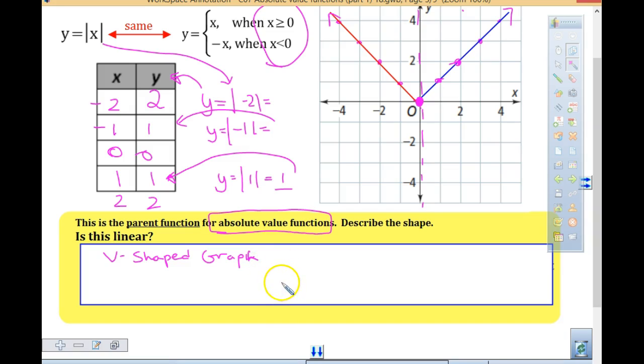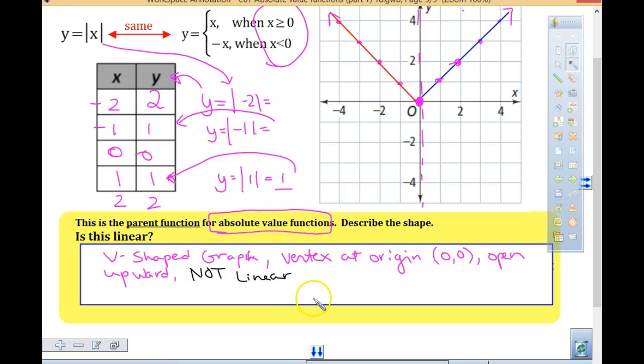And the other thing that we are going to look at is that our vertex is at the origin. And the origin is located at 0, 0, right? Other key features, it opens upwards, because some of our V functions are going to open downwards. So make sure you're writing all this down. And that second question, is it linear? Not linear.